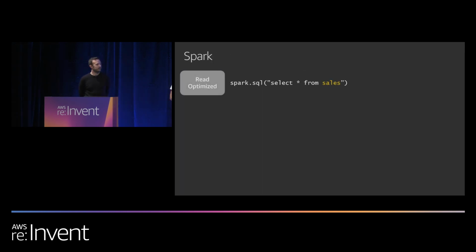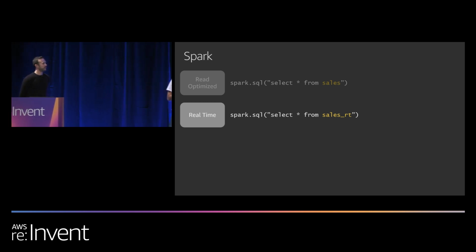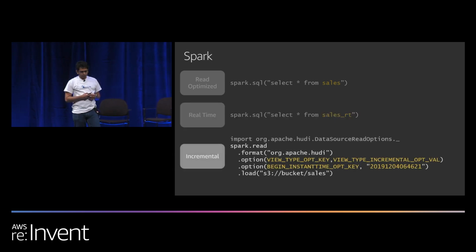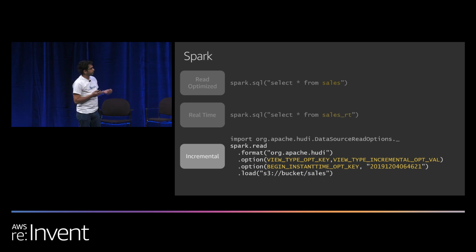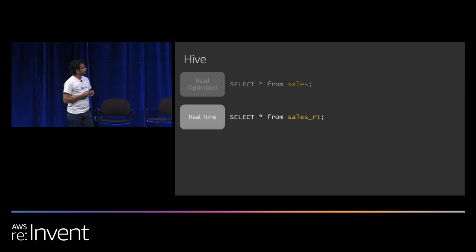All right. So for Spark, Spark supports all these three views, and querying both the read optimized and real-time views are as simple as writing Spark SQL statements, just like any other Hive table. For the incremental view that we saw before, you use the Spark Data Source API. If you're familiar with this, you pass in a view type saying, I want to query the incremental view, and you also provide the begin commit time from which you want to stream changes for the dataset. Hive, very similar. You just write queries against both these views like any other table.